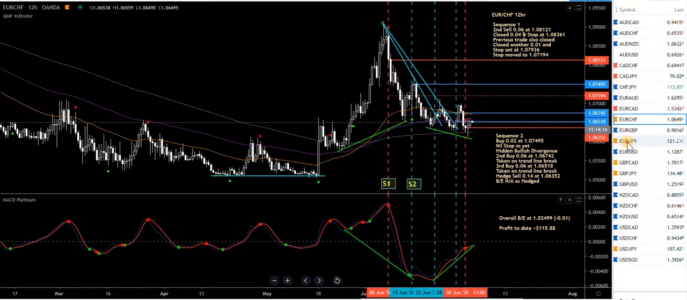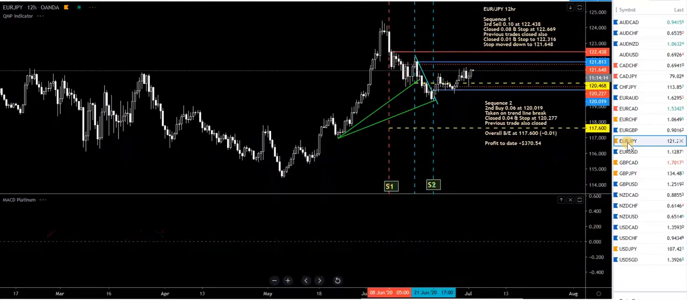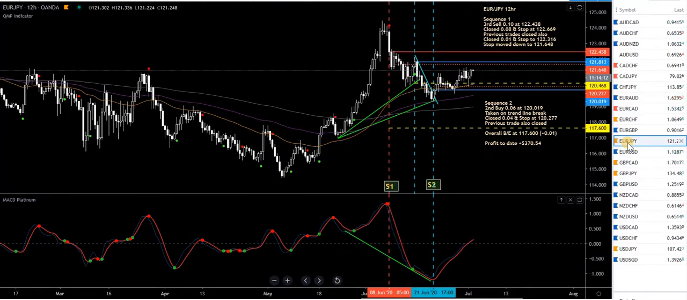All right, moving right along, Euro Yen. I think that was today. Where's my notes? Yep. All right, what happened today? Sell trade, again, sequence 1, standalone. I've moved my stop down. So it's been moved down at 121648. This thing's going up, so I'm moving my stop down.